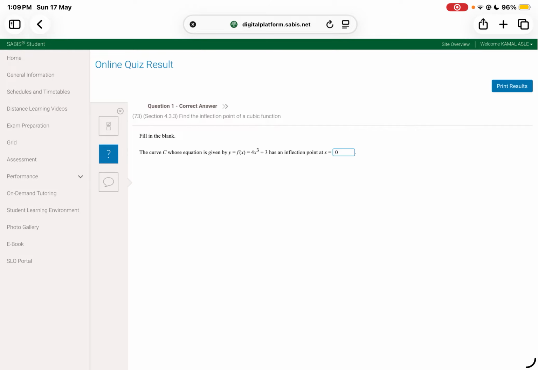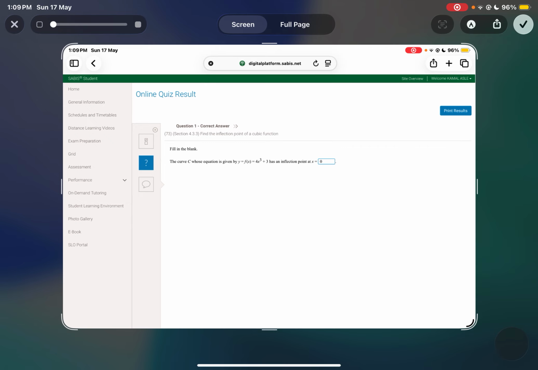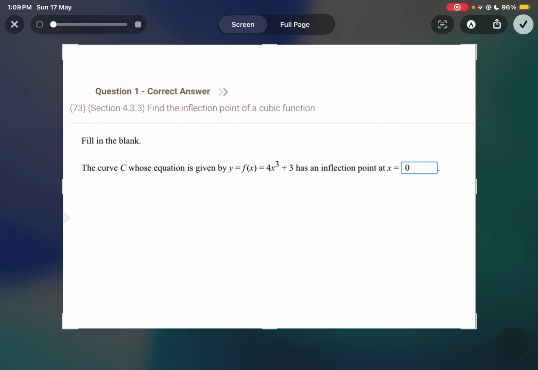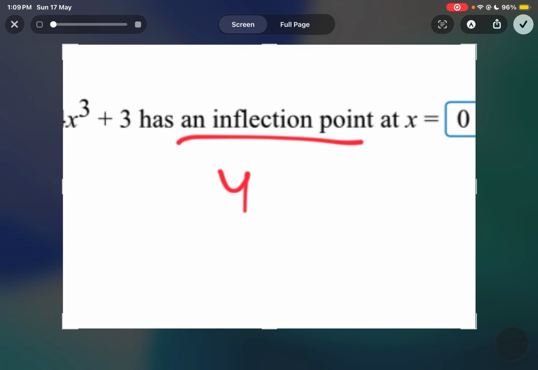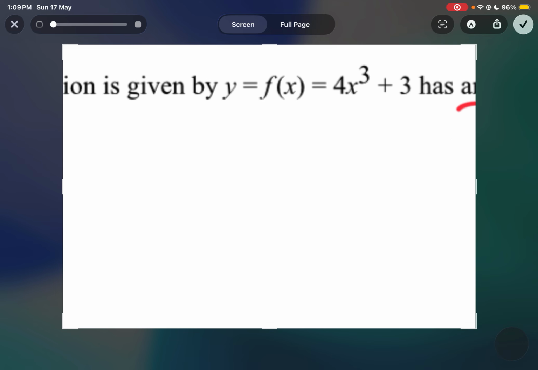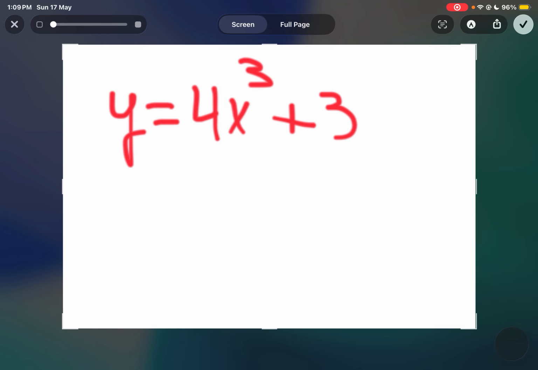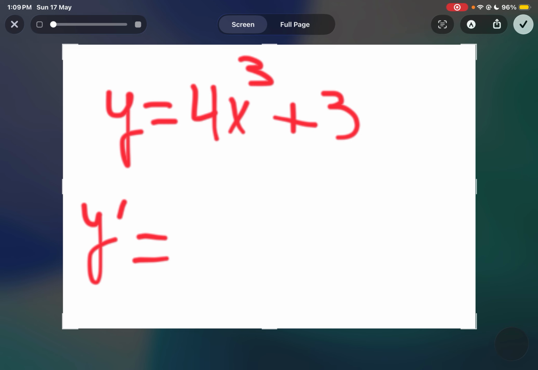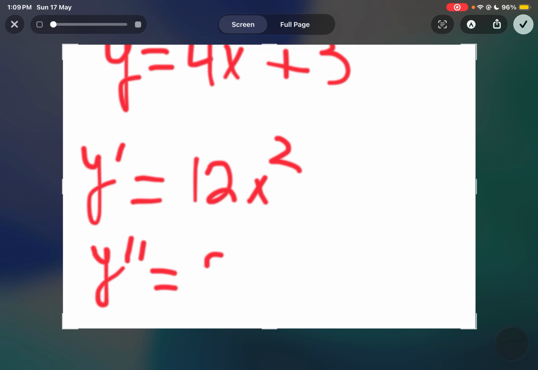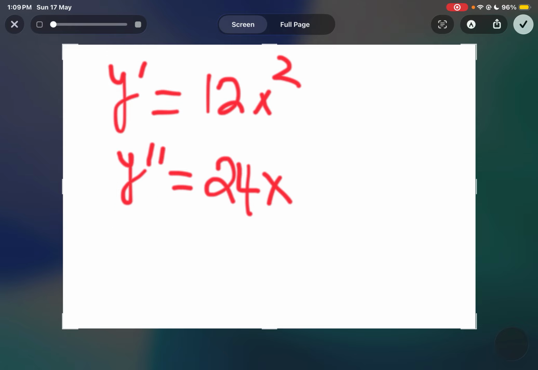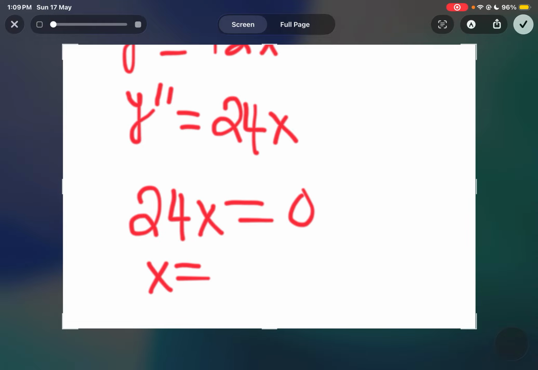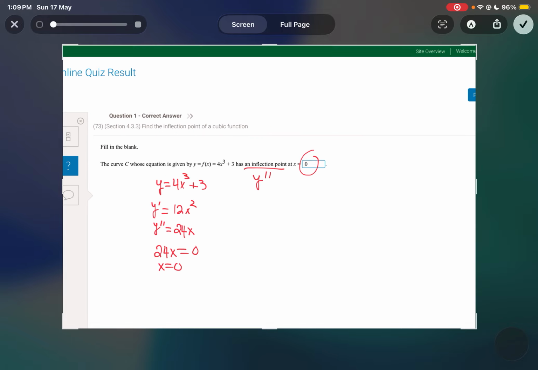I'm going to be explaining the math limits for next week. Okay, so here they gave us that the curve of the equation has an inflection point. When you want the inflection point, you do y double prime, and you do the derivative twice. So here they gave us y equals 4x^3 plus 3, okay? And then you do the derivative, so y prime will be equal to 12x squared, and then y double prime will be equal to 24x. And then you put it equal to 0 to find the value of x. X will be equal to 0, and that's your final answer, 0.